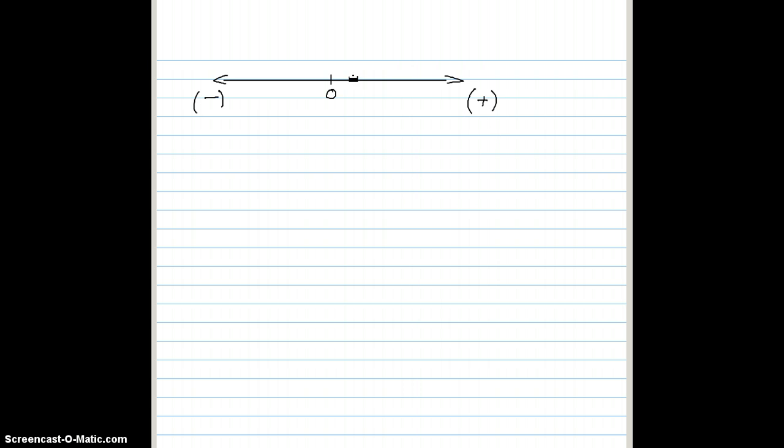Let's add 5 and 2 this time. If I take 5, 1, 2, 3, 4, 5 on the number line, and I'm going to add 2, it would be the same as moving 2 places to the right. 5, I'll add 2, and I land at 7. So on the number line I can say that 5 plus 2 is equal to 7.